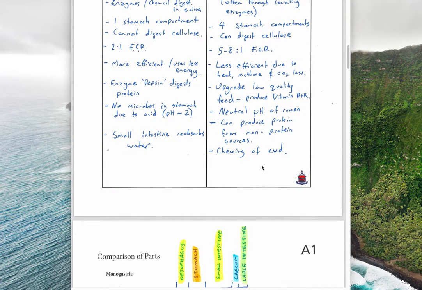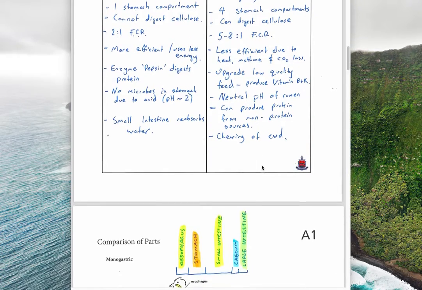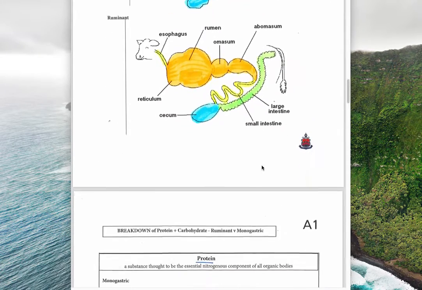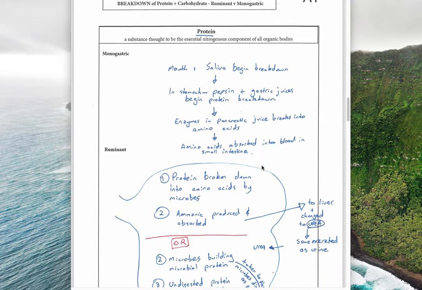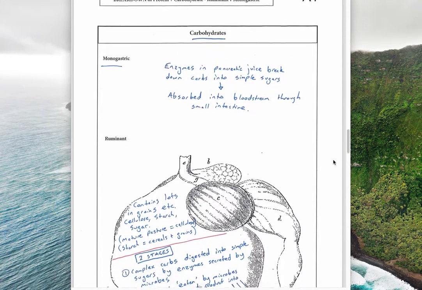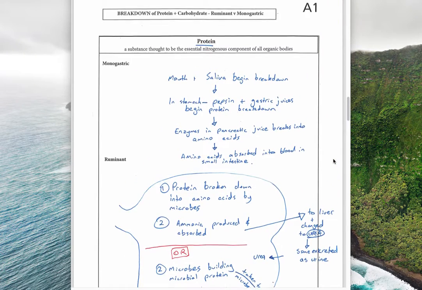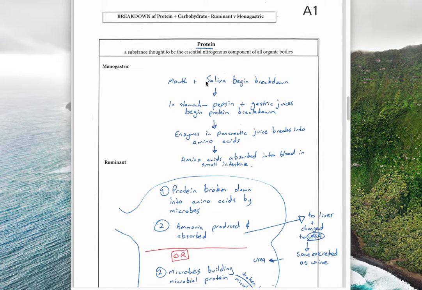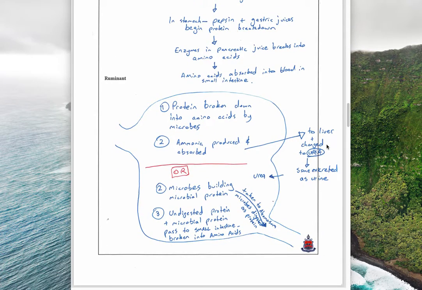Okay, they also chew their cud and send the food back up to their mouth to be chewed again, which monogastrics do not do. Just quickly, we need to look at the breakdown of protein compared to the breakdown of carbohydrates. And with monogastrics, this is fairly straightforward. So mouth and saliva begin breakdown of protein. Pepsin and gastric juices help break down protein in the stomach. Enzymes in pancreatic juices break them into amino acids, and the amino acids are absorbed into the bloodstream through the small intestine wall. It's fairly straightforward. You need to remember this.